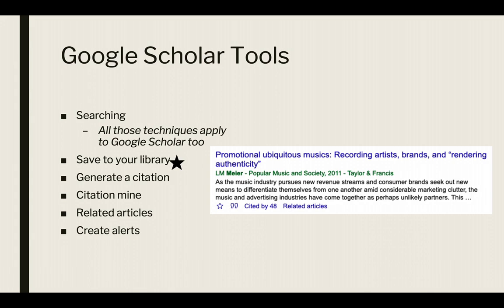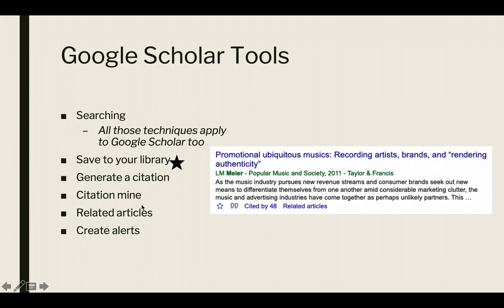One tool that I would recommend using from Google Scholar Tools is the ability to citation mine. All of the same searching techniques that we just covered about Google apply to Google Scholar as well. You can save articles to your library by adding a star, which is down here. You do have to be logged in for it to actually save to your account. You can generate a citation.